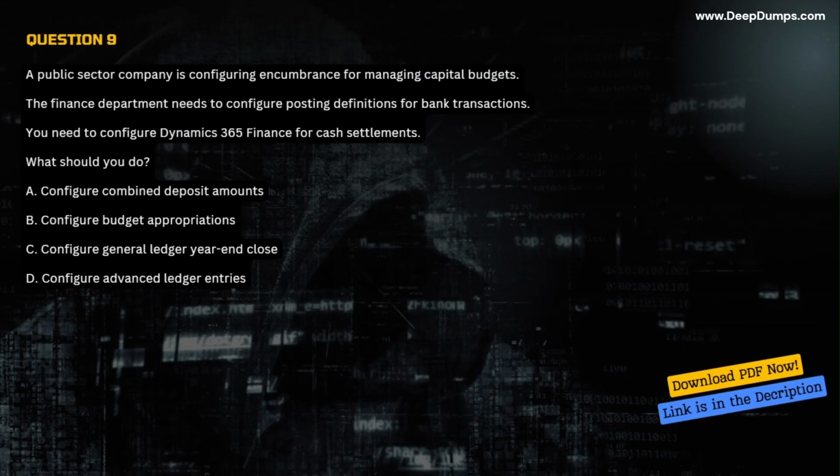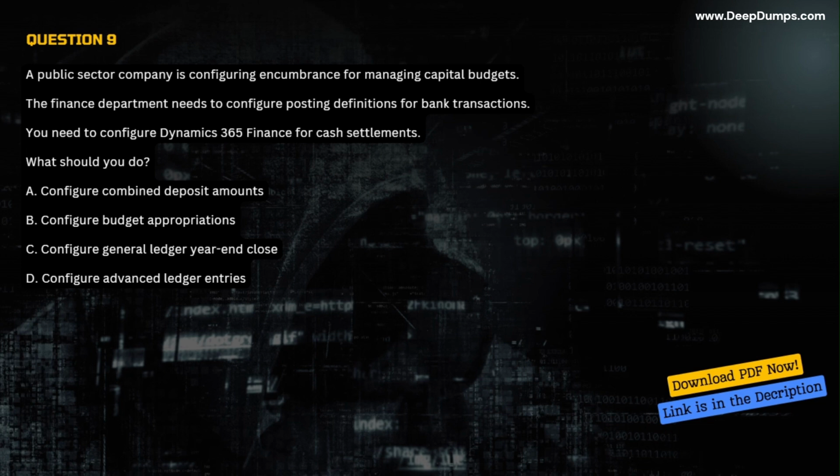Question 9. A public sector company is configuring encumbrance for managing capital budgets. The finance department needs to configure posting definitions for bank transactions. You need to configure Dynamics 365 Finance for cash settlements.